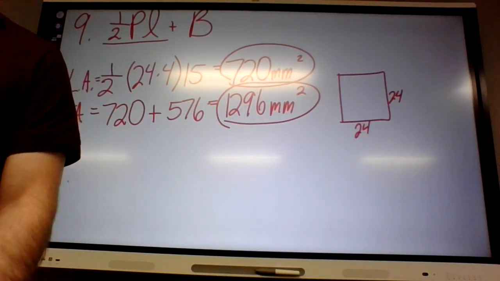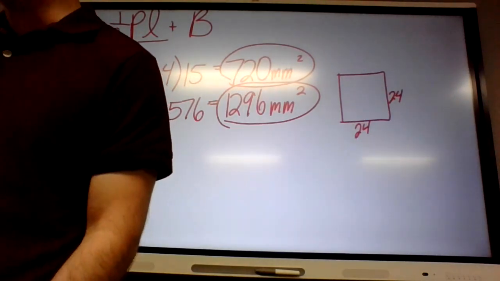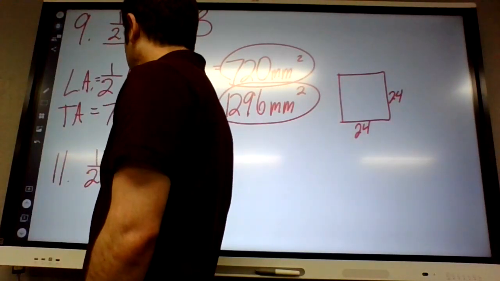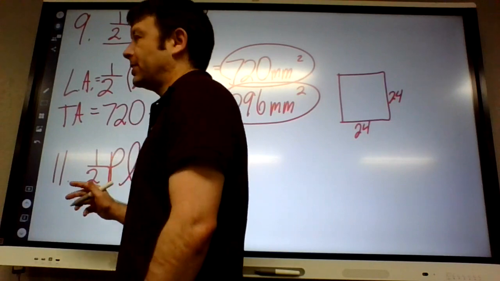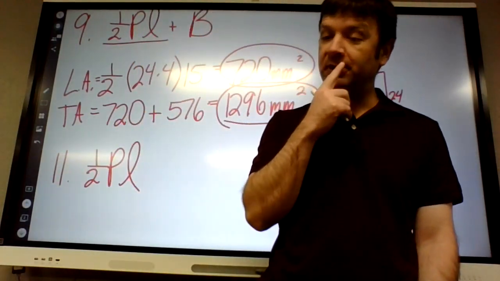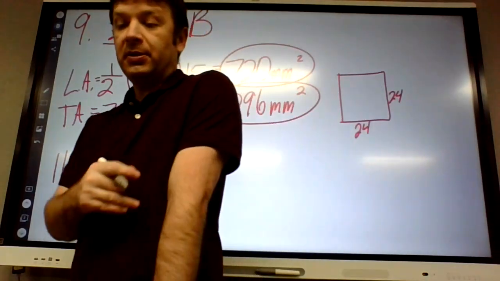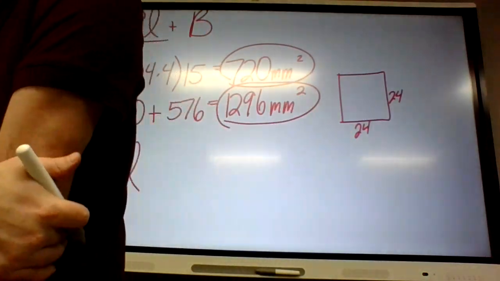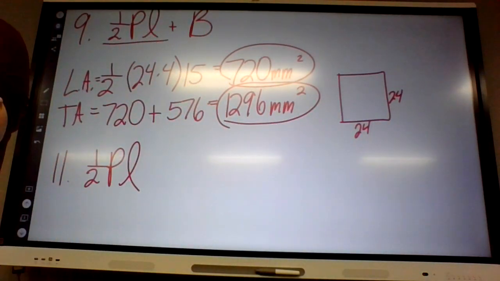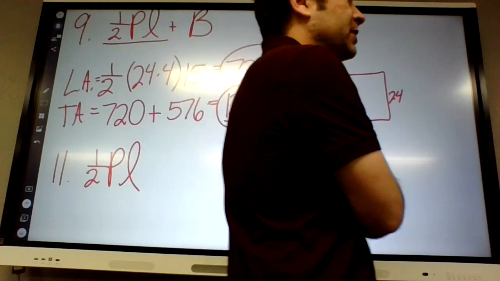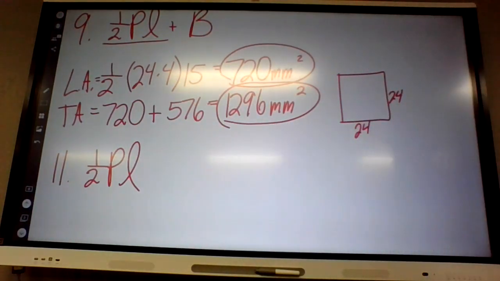Okay, so number 11, starting with the slant height. Again, the formula is 1/2 perimeter times slant height, lateral area. We're starting with the lateral area. So the perimeter, how could we find the perimeter on number 11? It's a pentagon with sides 5. So what would the perimeter be?